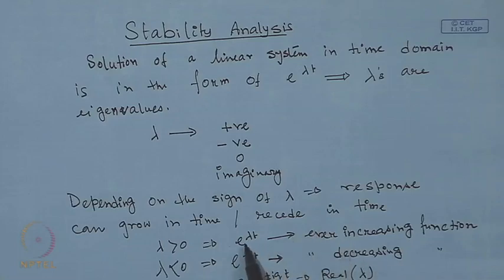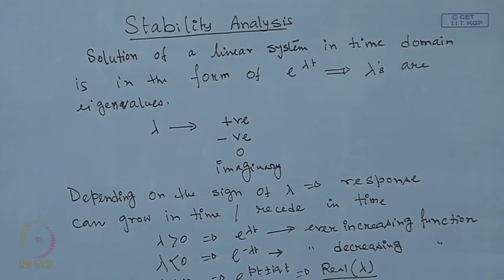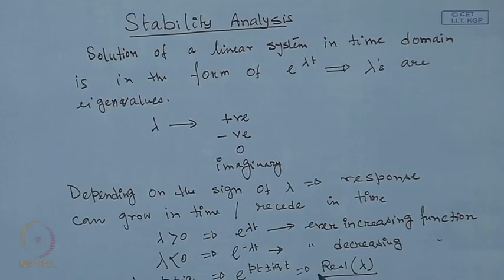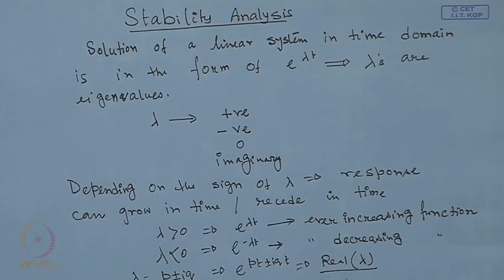So, if e to the power lambda t is an ever increasing function, that means, if you put a disturbance in a system, it will grow in time monotonically. On the other hand, if we put a disturbance in a system for negative lambda, the response will die down in time. Therefore, in case of imaginary roots, it entirely depends on the real part of the root. If the real part is positive, then the disturbance will grow in time. If this real part is negative, then the disturbance will die down or decay in time.